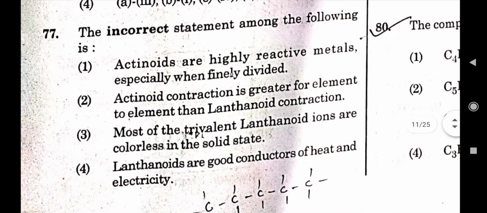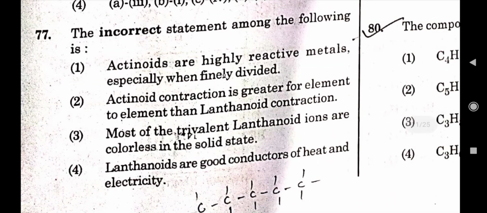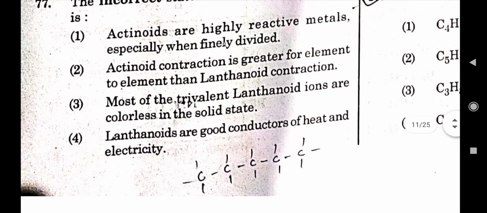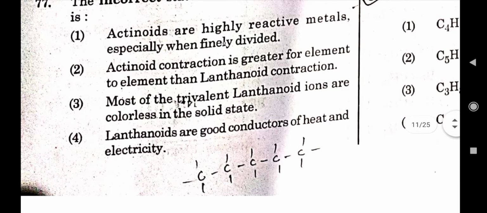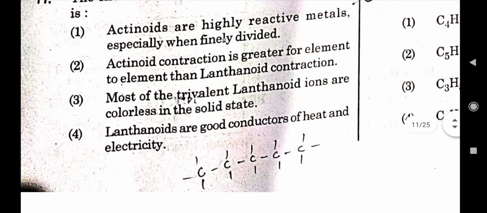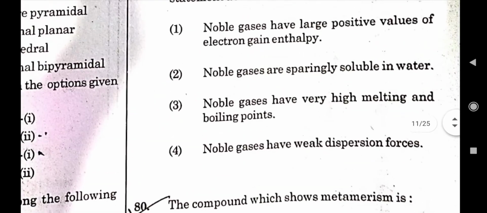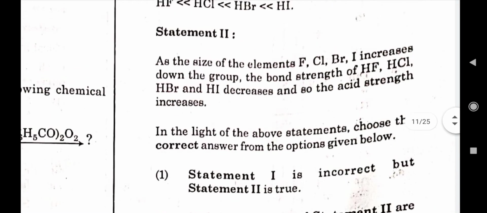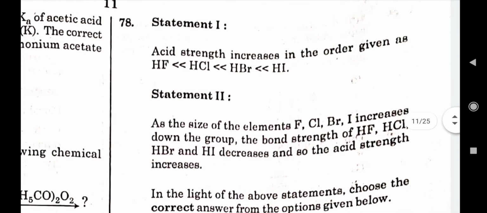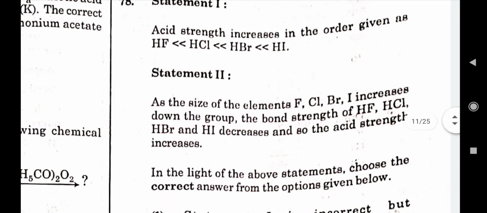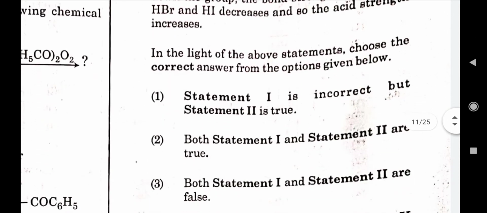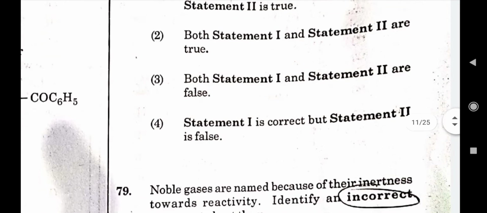Now coming to question number 77, the incorrect statement among the following is, इसका जो incorrect statement है that is option 3, most of the trivalent lanthanides ions are colorless in solid state. Now moving on question number 78, statement first and statement second, इसका जो correct option है that is option second, both statement first and statement second are true.